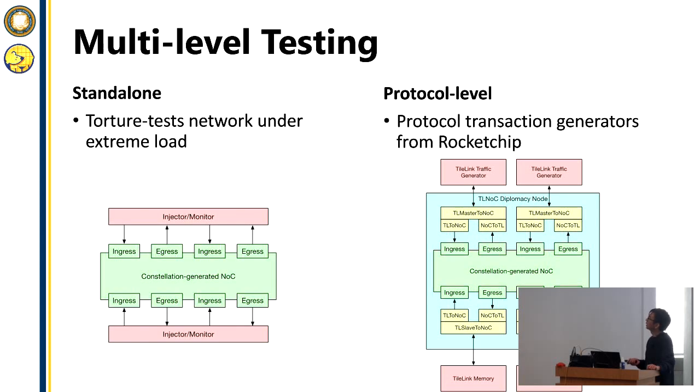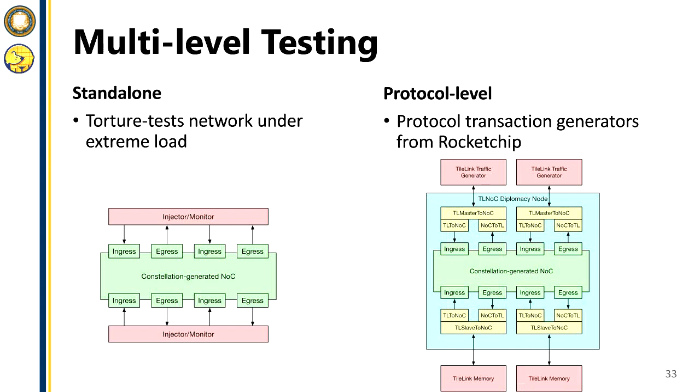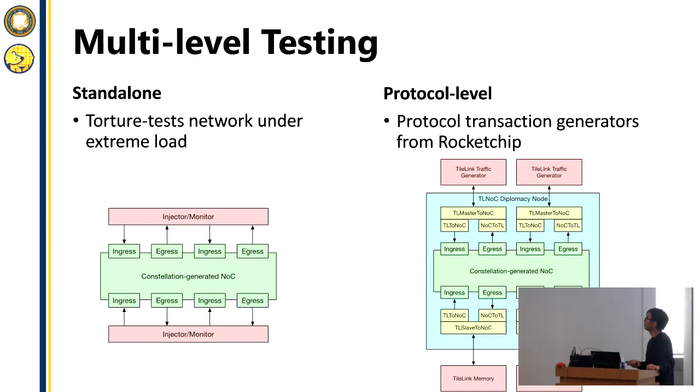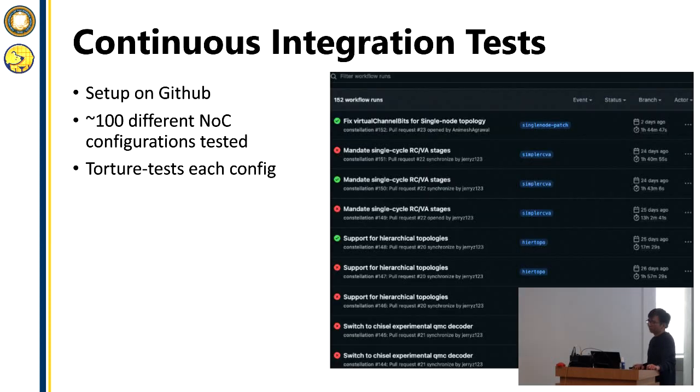And so we can test both at the standalone bare protocol level, and also connect this up to TileLink traffic generators, fake TileLink memories, and just verify that everything can make forward progress. All this testing is done in continuous integration. It's set up on GitHub. It's great for open source projects. Highly recommend it. Even for my own sake, it was really nice that whenever I pushed a PR to this thing, it generated like 100 different NoC configurations and basically torture tested each configuration to make sure that nothing would hang or lock up or throw an assertion or something. So this was very nice to have. GitHub Actions is great.